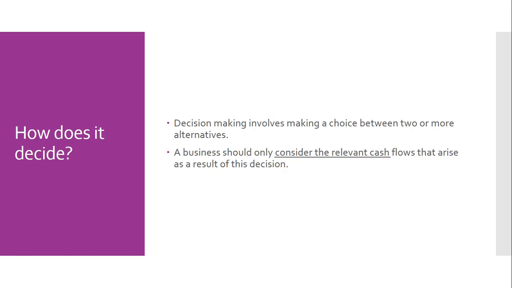Right. Now, here's the thing. Sometimes when it comes to making a decision, we have to make a choice between two or three alternatives. And relevant costing says that a business should only consider the relevant cash flows that arise as a result of this decision. Again, this is a very economic way of looking at things, from the thinking of an economist, because as accountants, we just tend to look at the costs we see at the time.